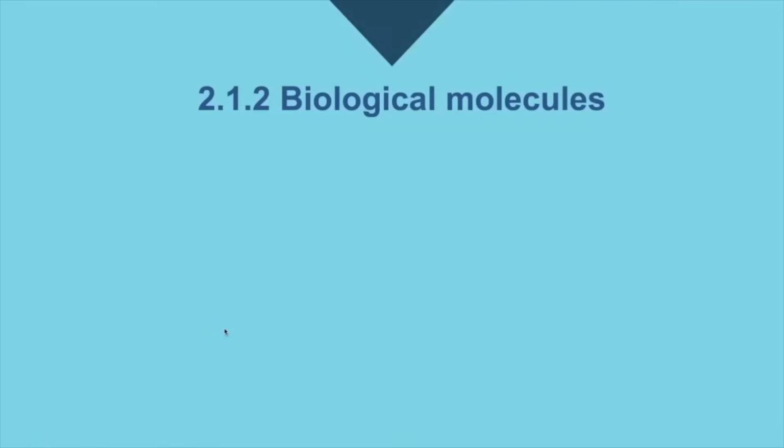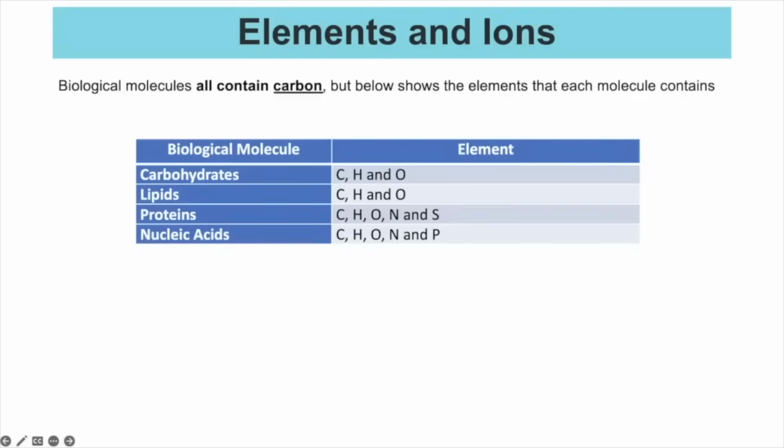Part of this chapter is 2.12 biological molecules. Biological molecules all contain carbon, but below shows the elements that each molecule contains. So in addition to carbon, carbohydrates have hydrogen and oxygen, as do lipids, but just in a different proportion. Proteins also have nitrogen and sometimes sulfur, and nucleic acids also have nitrogen and phosphorus.